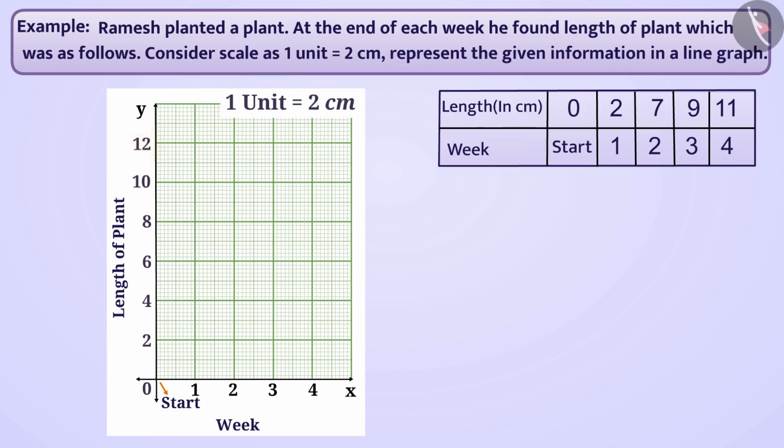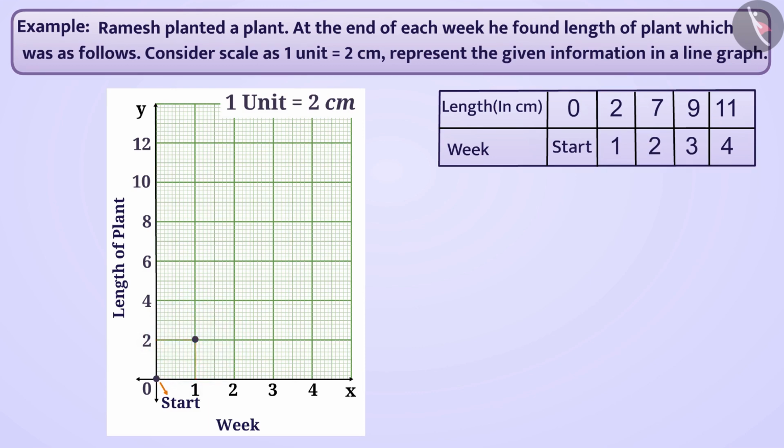Now, we will mark the data by points. Initially, the plant length is 0 at the 0 position. Therefore, we will mark the point at 0. Similarly, the length of the plant in week 1 is 2 cm. To denote this length, we will mark the point at the intersection of the vertical line of week 1 and the horizontal line of 2 cm.